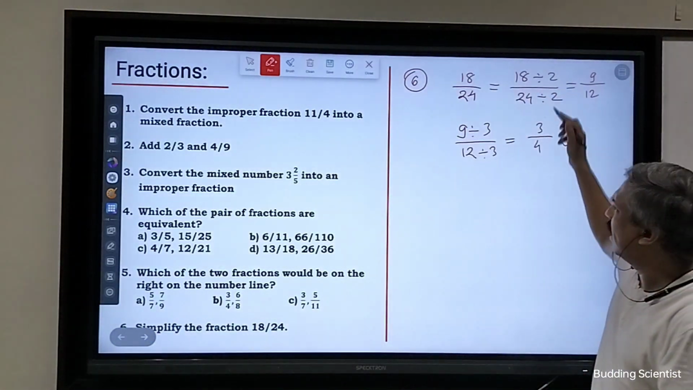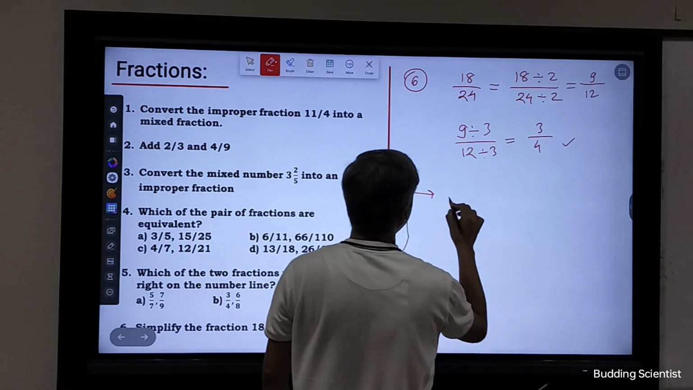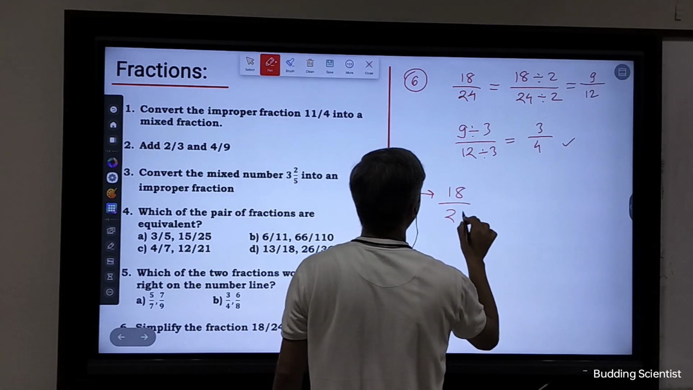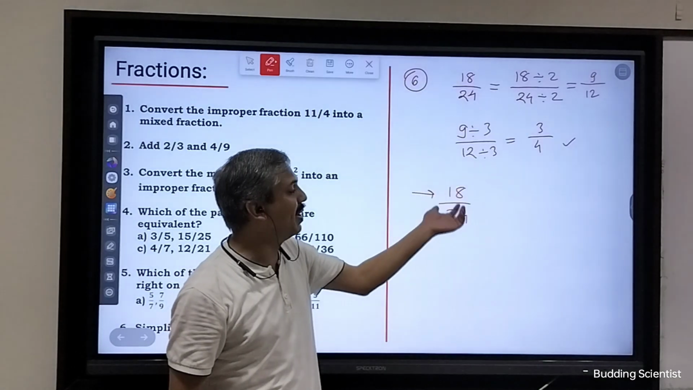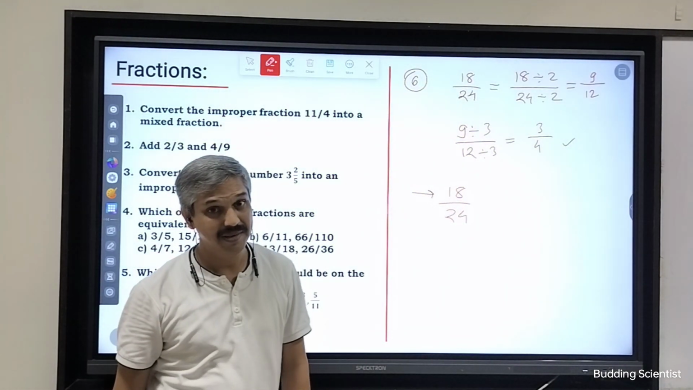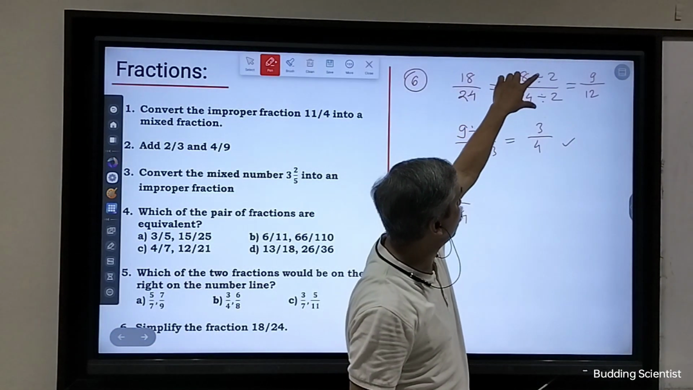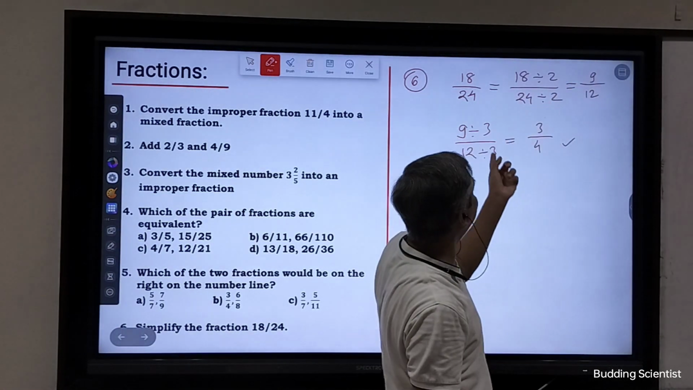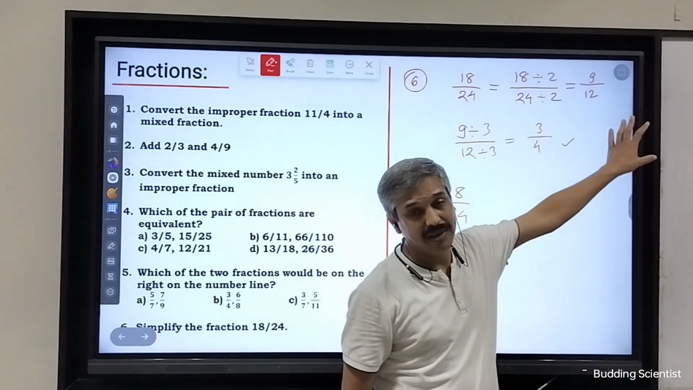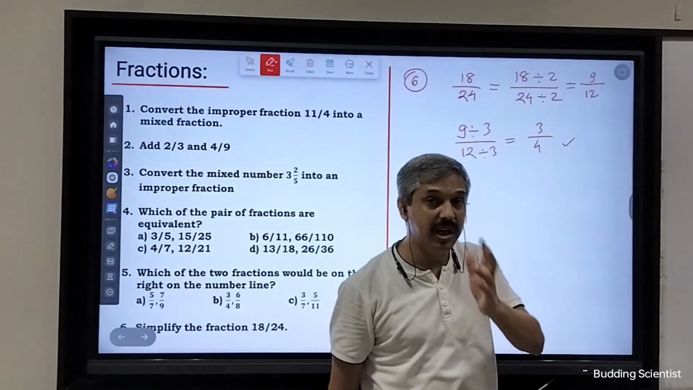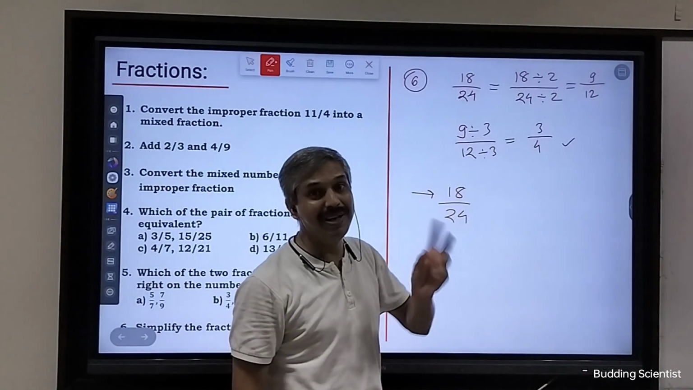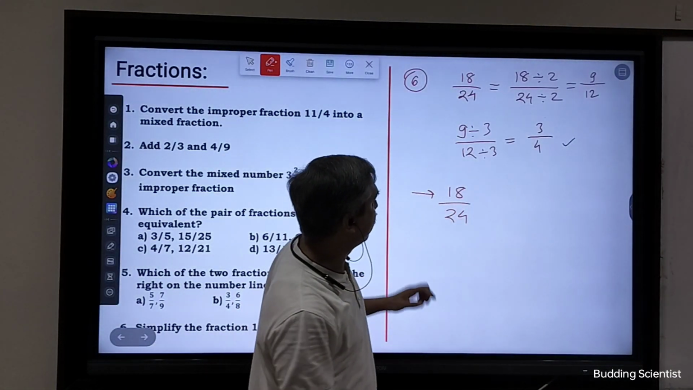But do we have to solve it like this? No, there is one more possibility. 18 upon 24. I figure out I can divide both by 6. I tried dividing both by 2. Then I tried dividing both by 3. It worked. So why don't we do it together? Multiply. Divide by 2 into 3. Divide by 6. So 6 is also a factor. So I will divide by 6.